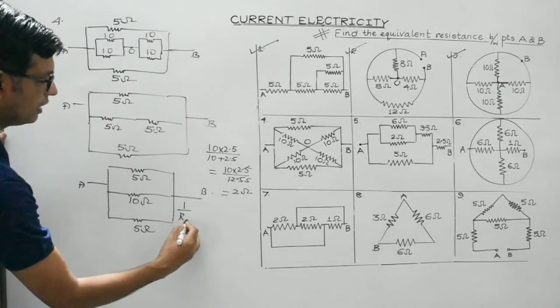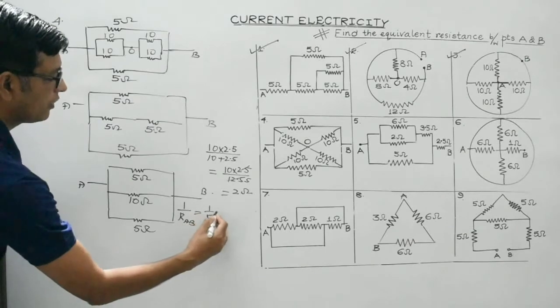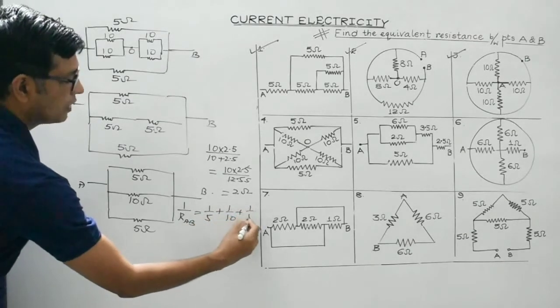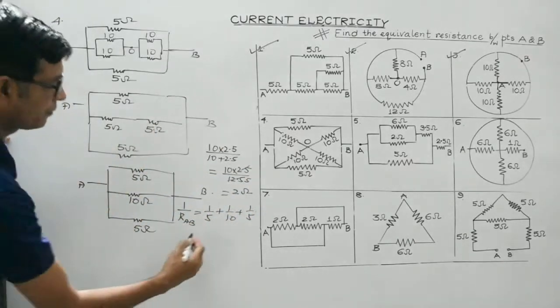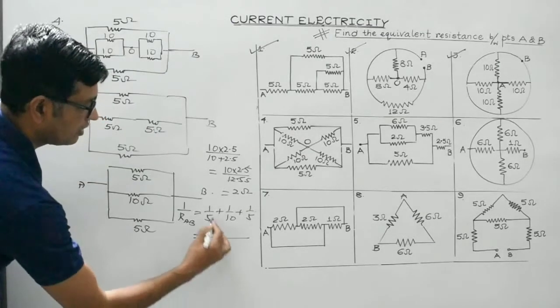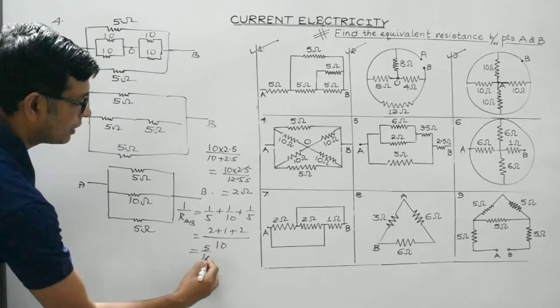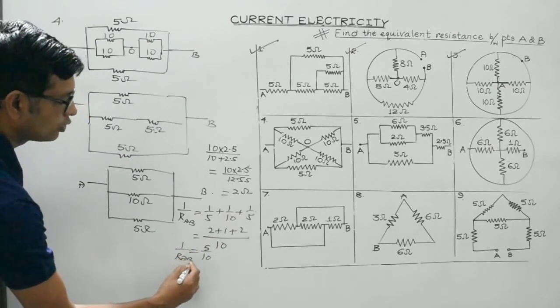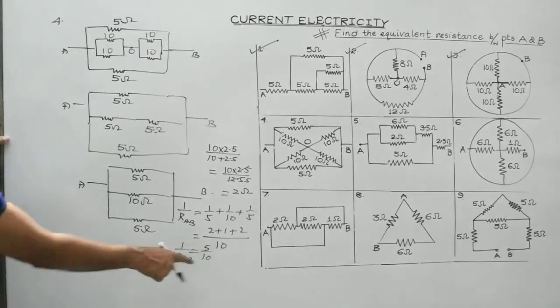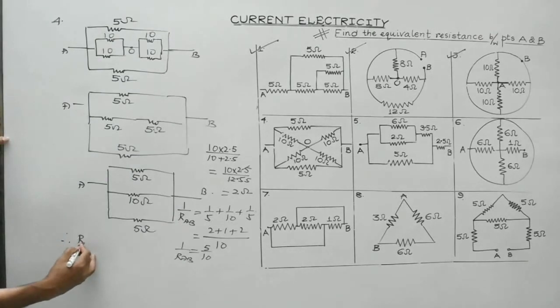So, 1 by RAB will be equal to 1 by 5 plus 1 by 10 plus 1 by 5. It should give us the same answer. So, let's consider this here. 10, 2 plus 1 plus 2. So, it will be 5 by 10. So, taking reciprocal, what do we get? 10 by 5. Therefore, RAB is equal to 10 by 5, which will give us 2 ohm.